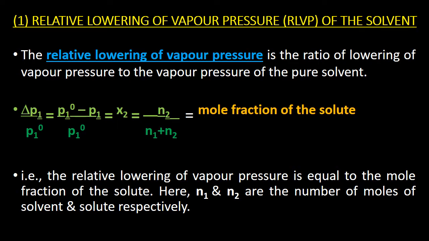The relative lowering of vapor pressure is the ratio of lowering of vapor pressure to the vapor pressure of the pure solvent. That is delta P1 divided by P1 naught. Delta P1 divided by P1 naught is equal to P1 naught minus P1 divided by P1 naught, which is equal to x2, that is mole fraction of the solute, which can be written as N2 divided by N1 plus N2. And here N1 and N2 are the number of moles of the solvent and the solute respectively.